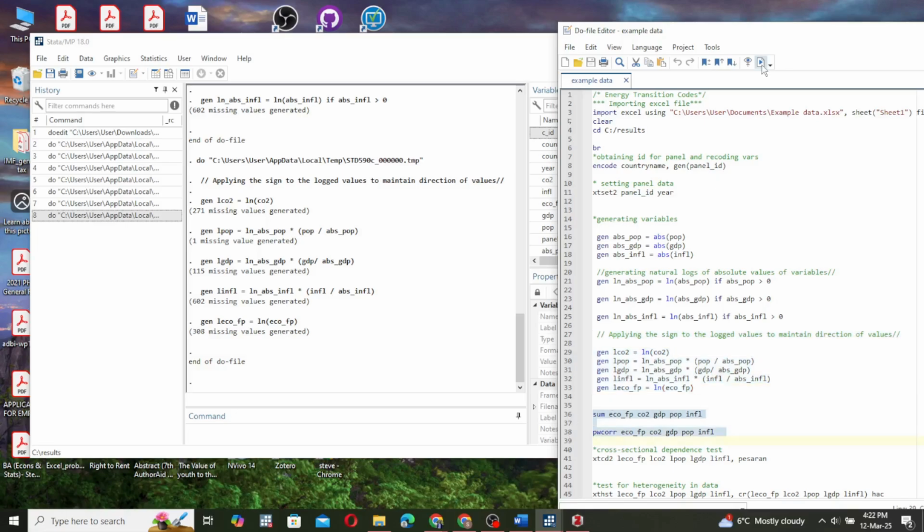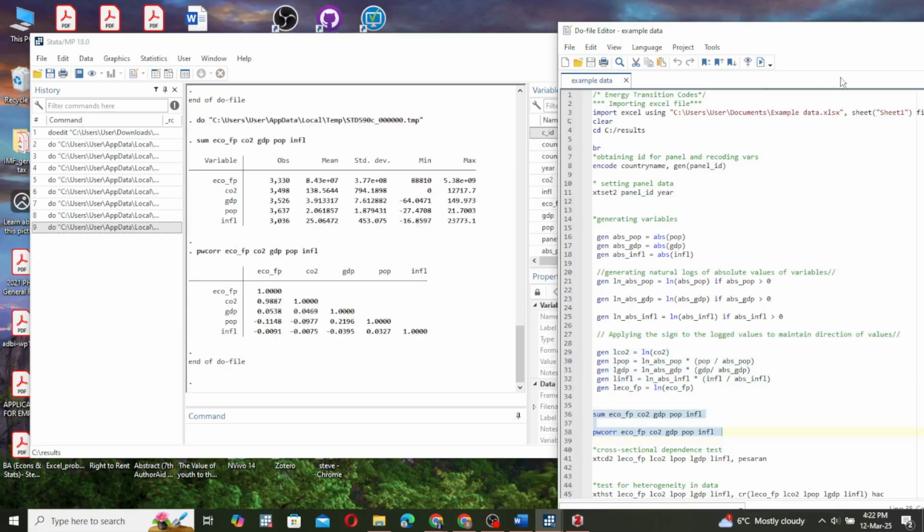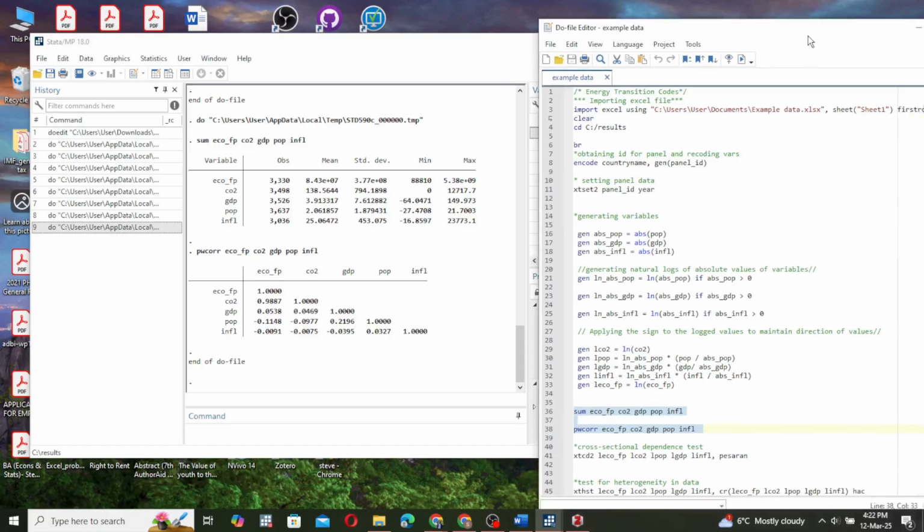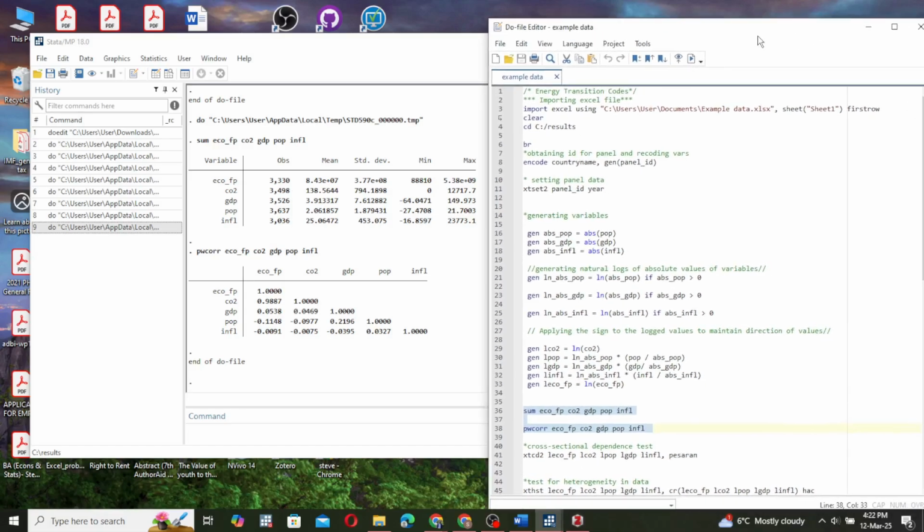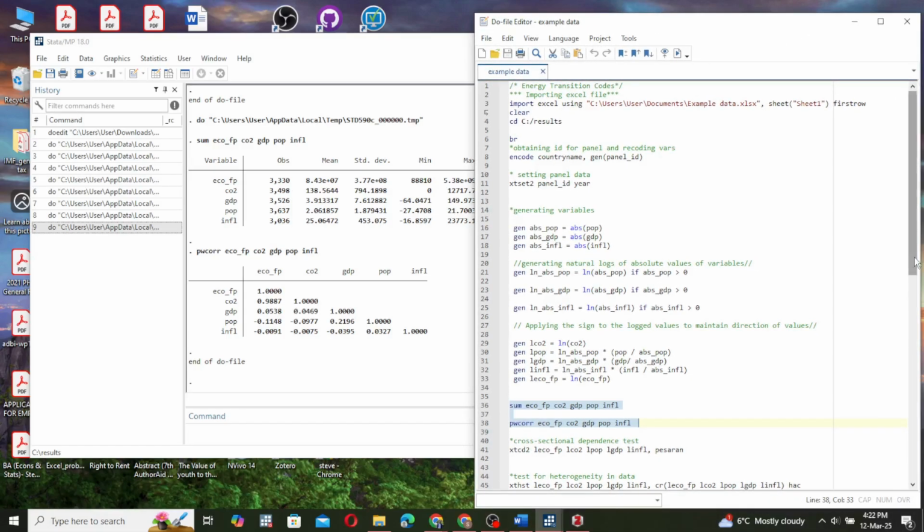Let's summarize our data and then produce a pairwise correlation for that. So you see missing values within our data for some of the countries, and we see negative values for these three variables, that is GDP, population growth, and inflation rate. Again, you find that carbon dioxide has a high correlation with ecological footprint, which is consistent with the literature.